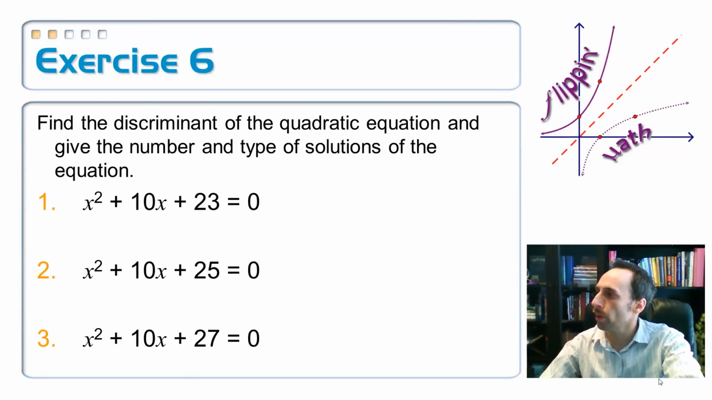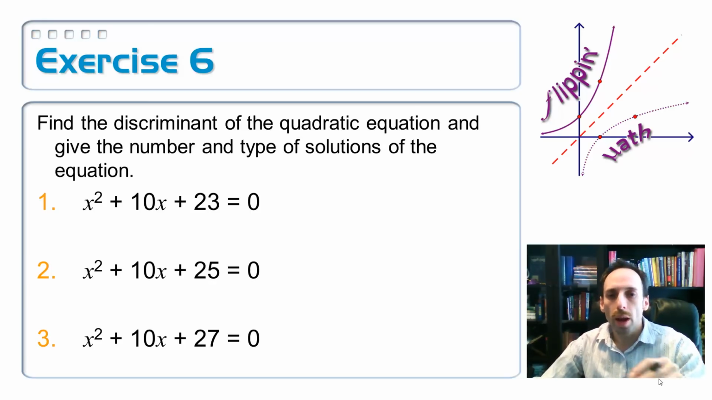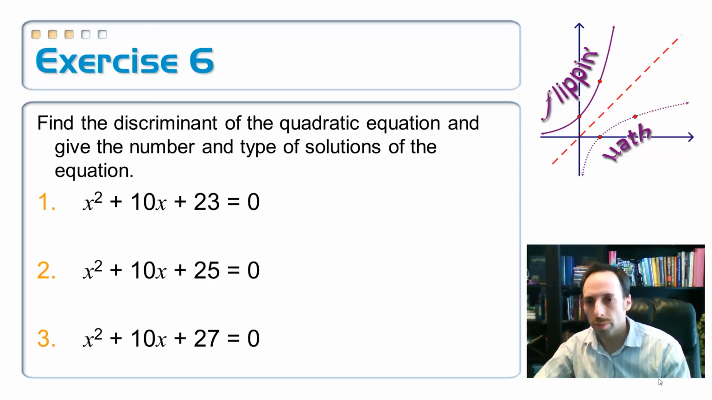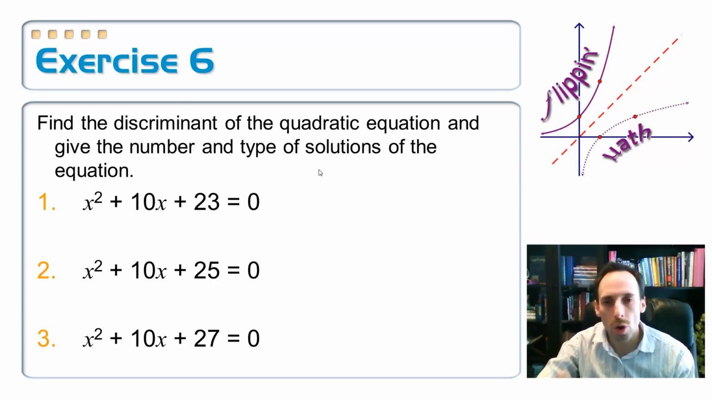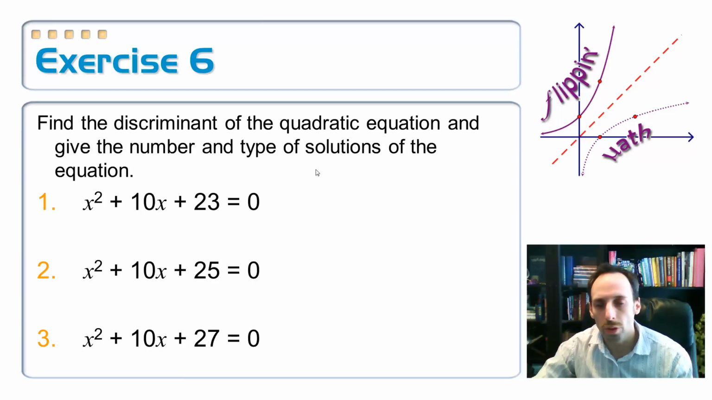So find the discriminant of this quadratic equation. Give the number and type of solutions of each of these equations. So we don't have to solve it. All we have to do is use the quadratic formula. No, we use the discriminant of the quadratic formula. That's that b squared minus 4ac.